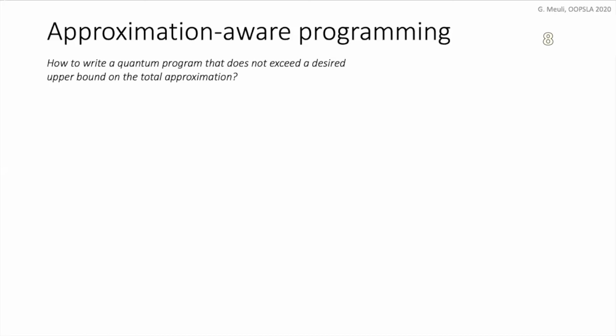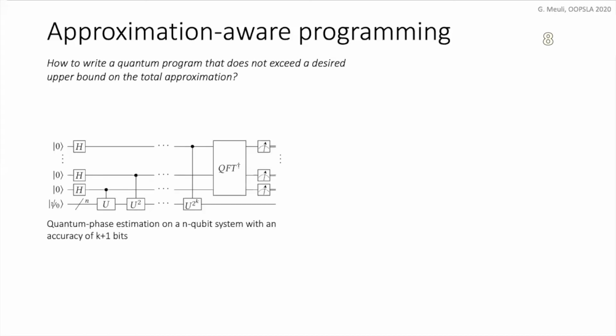on the total approximation. Consider the following quantum circuit, which performs quantum phase estimation. It estimates an eigenvalue of an operator U describing the time evolution under a given Hamiltonian. The program includes the inverse of the quantum Fourier transform, QFT. We suppose in this example that such a transform is performed in its approximate version.